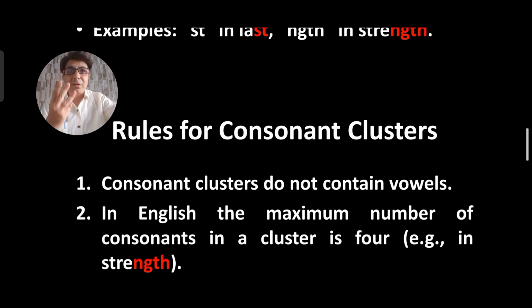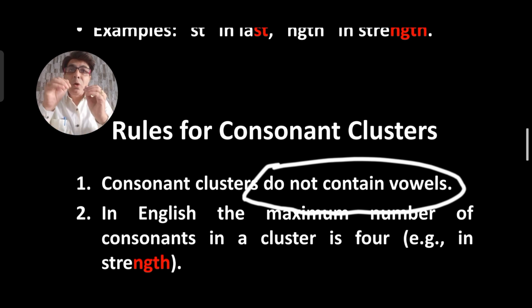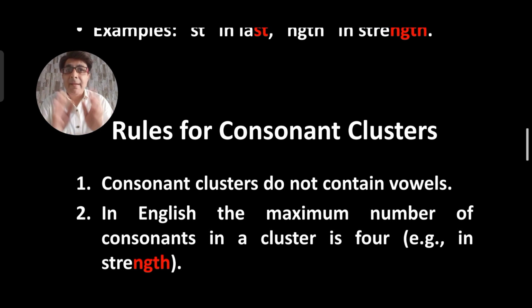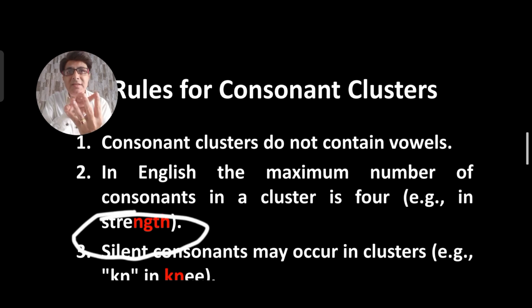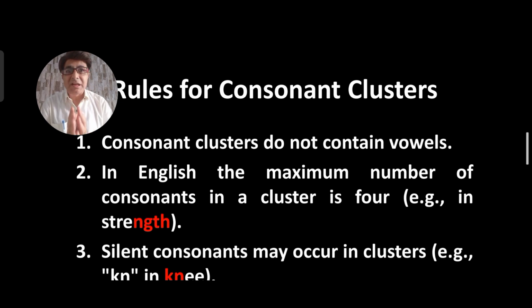There are three important rules that you should remember about consonant clusters. Number one is that consonant clusters do not allow vowels in between. There are no vowels in between the consonants which are used. Number two, in English, the maximum number of consonants in one cluster cannot be more than four. So a maximum of four consonants come together at a time in a word in the English language.